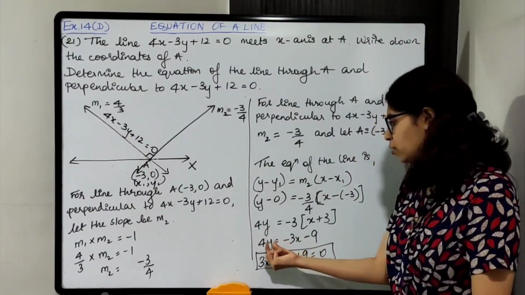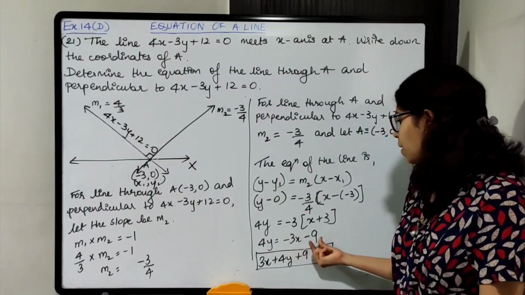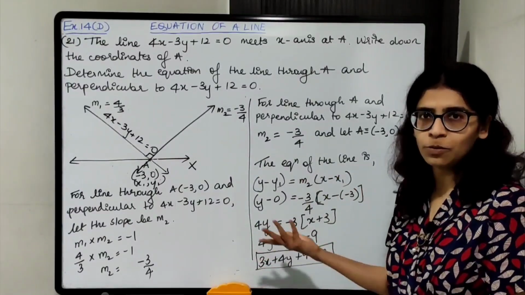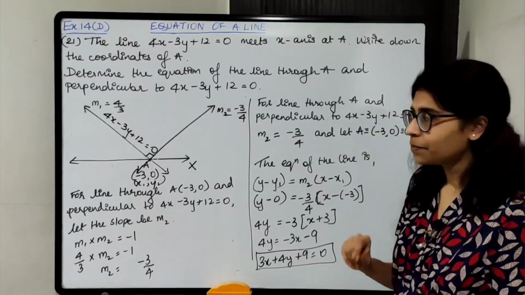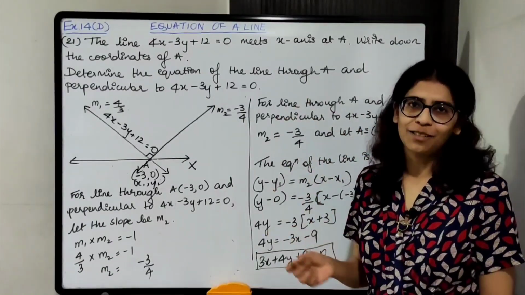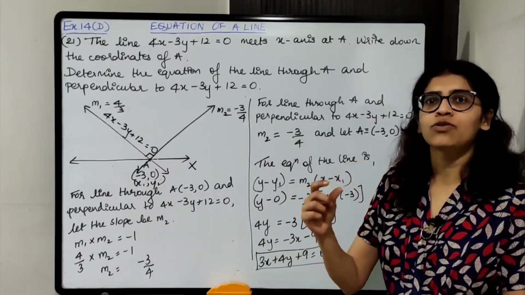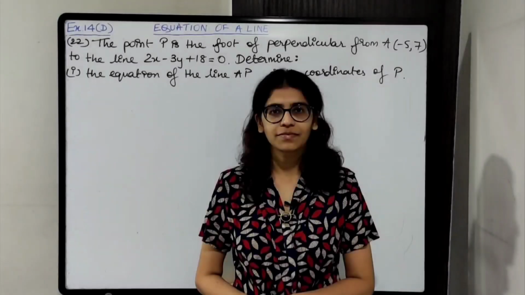So the 4 will come here, so y will be equal to minus 3/4 into x minus 9/4. So whichever way you consider, the equation is correct. Write down the equation, box it, and write down the final statement. All right, I have not written the statement. Add the final statement: the equation of the line is 3x plus 4y plus 9 equal to 0.